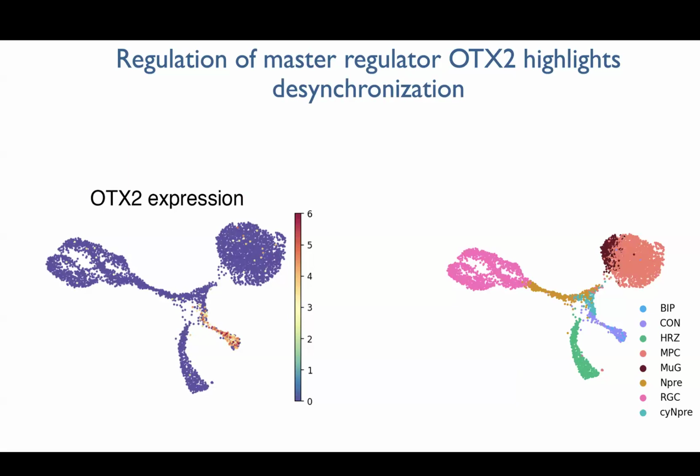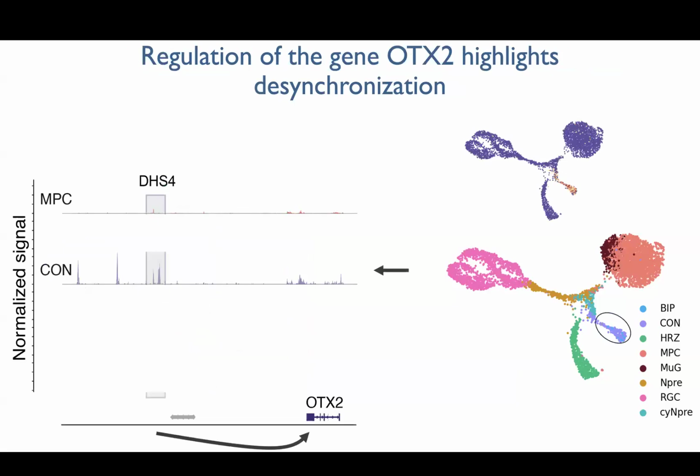This is the expression of OTX2. OTX2 is a gene that is a known master regulator of cone fate, right? So you have expression of OTX2 here that leads to this fate choice, and cells become cones. Now, let's look at the locus. This is like a genome browser, a track of accessibility, where we did pseudobulk for each of these cell types and looked at the loci, or the regulatory elements, that regulate the expression of OTX2.